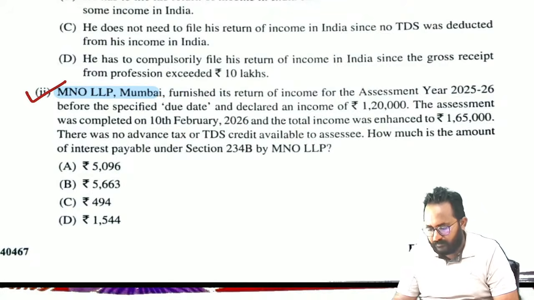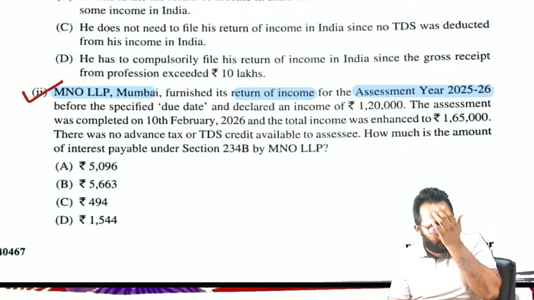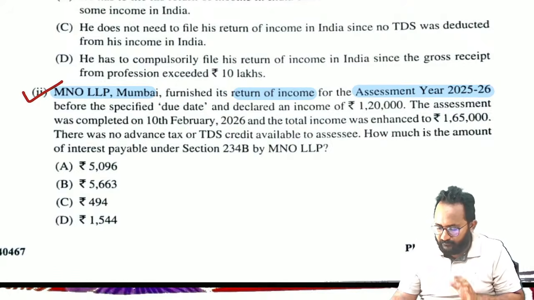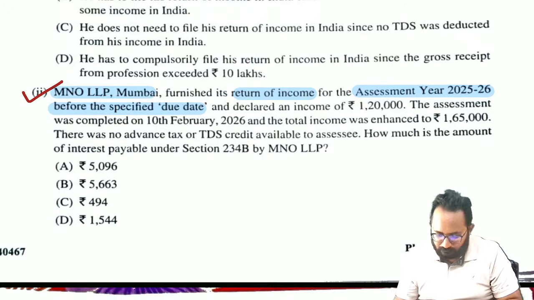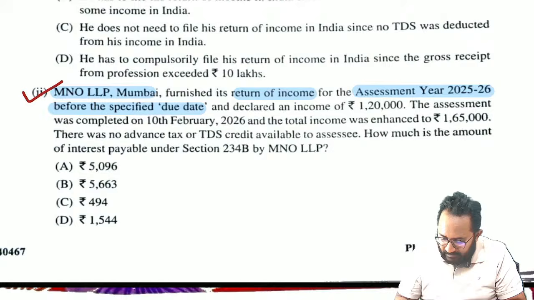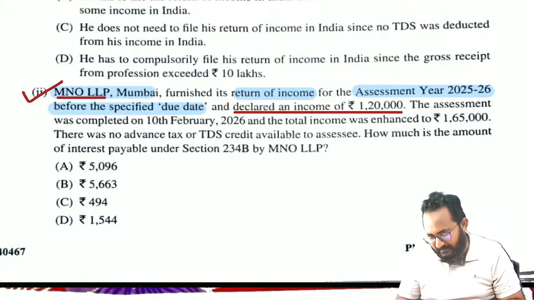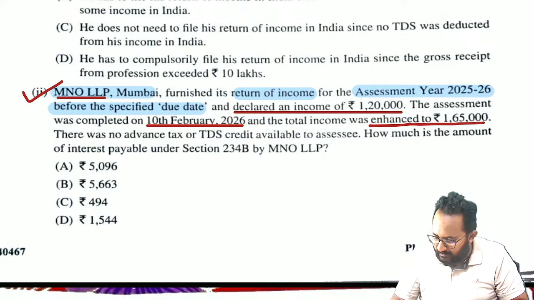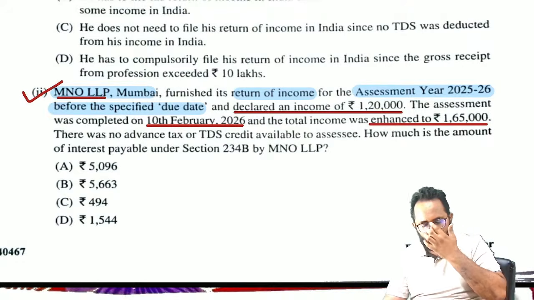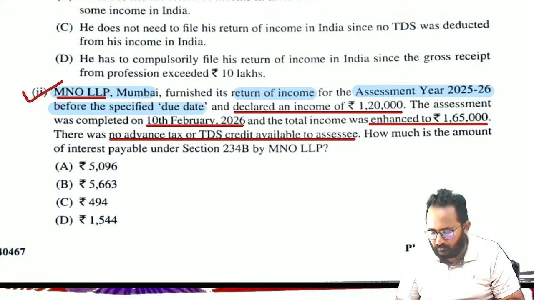MNO LLP Mumbai furnished its return of income for the assessment year, last assessment year. Forget about the dates and all. Ma, before the due date, if they file the return of income, 234A will not apply. How much income they declared in that return of income? 1,20,000. LLP tax rate 30%. Remember. Assessment completed also. The total income was enhanced by nearly 45,000, totally 1,65,000. No advance tax paid and no TDS credit also available.